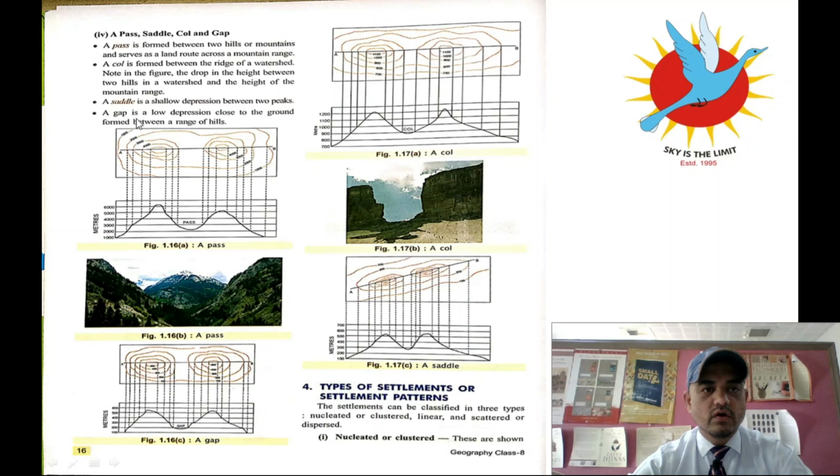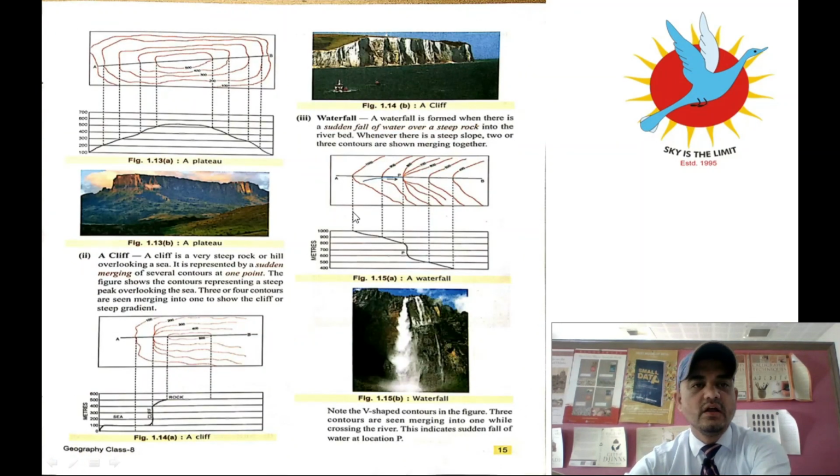You can see this is the cross section of a contour. Okay, next one, a cliff. Now if you have seen coastal areas, in some coastal areas, these features are made.